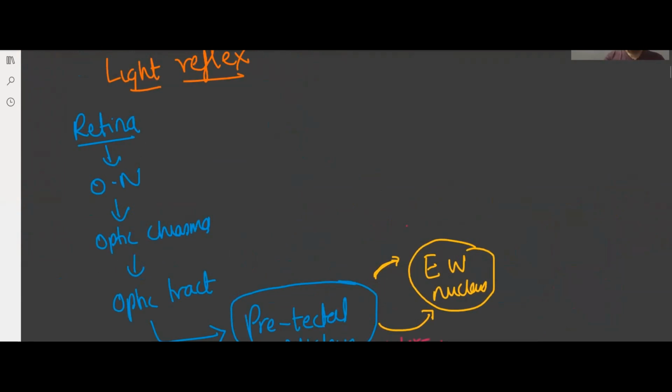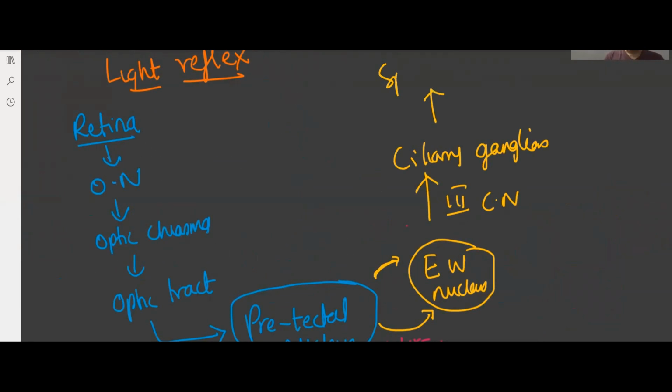Then from the Edinger Westphal nucleus, the impulses are carried by the third cranial nerve, or oculomotor nerve, to the ciliary ganglion. Then from the ciliary ganglion, they go to the sphincter pupillae, and this is by the short ciliary nerve. So this is the pathway of the light reflex.